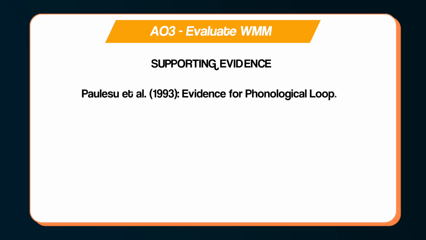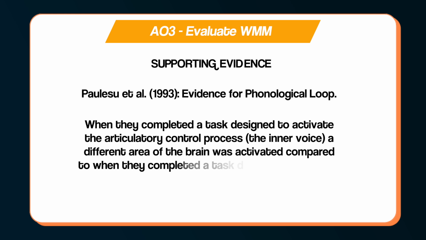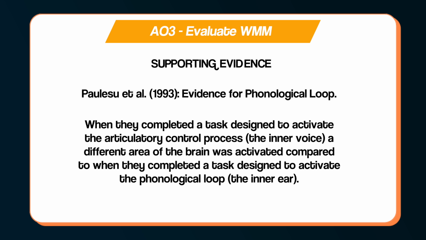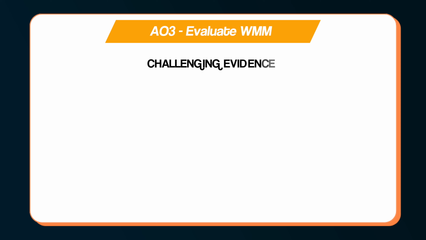Or we could write about the research of Paulesu et al., who provided evidence for the different parts of the phonological loop by putting participants in a PET scan. They found that when participants completed the task designed to activate the articulatory control process, the inner voice, a different area of the brain was activated compared to when they completed a task designed to activate the phonological store, the inner ear. We could then put forward some challenging research such as Wolbers et al.